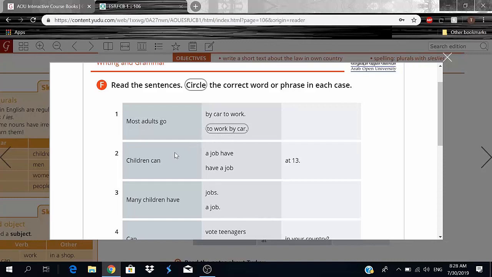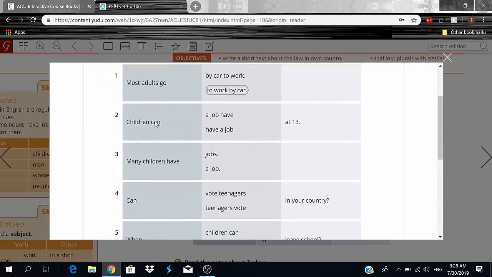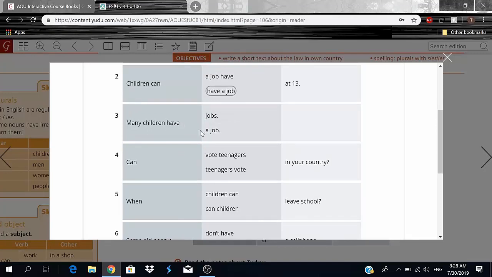Number 2, children can a job have at 13 or have a job at 13. Obviously the latter is also true. So children can not a job have, that is not English, have a job at 13. Number 3, many children have a job. Am I talking about one job for one child or jobs for children? Yep, that's correct. The first one, I'm talking about jobs for different children. So many children have jobs.